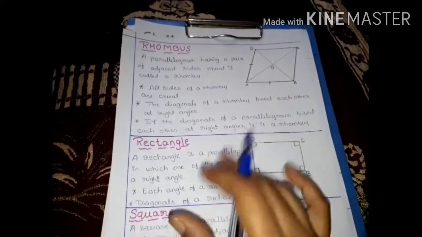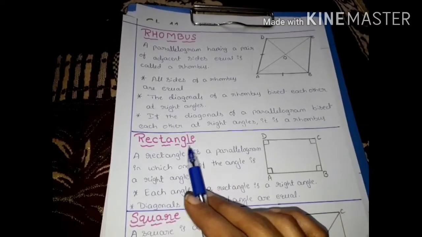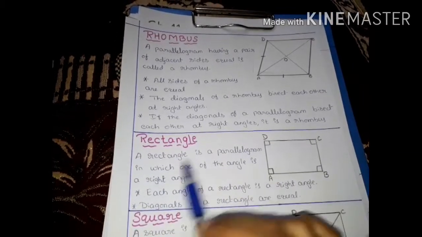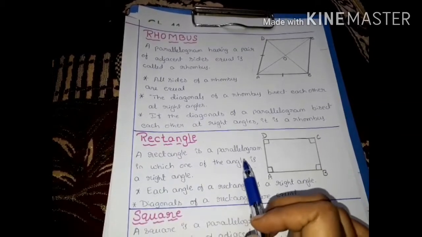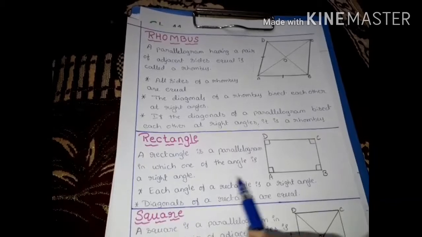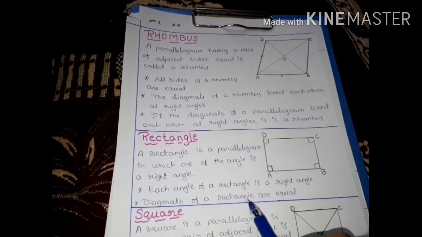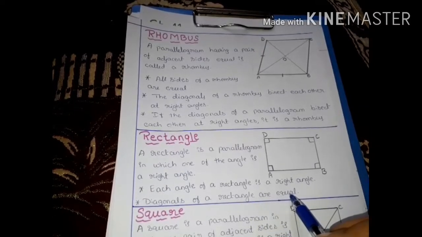Next, rectangle. In the previous class you already studied about rectangle. A rectangle is a parallelogram in which one of the angles is a right angle. Each angle of a rectangle is a right angle. Diagonals of a rectangle are equal.